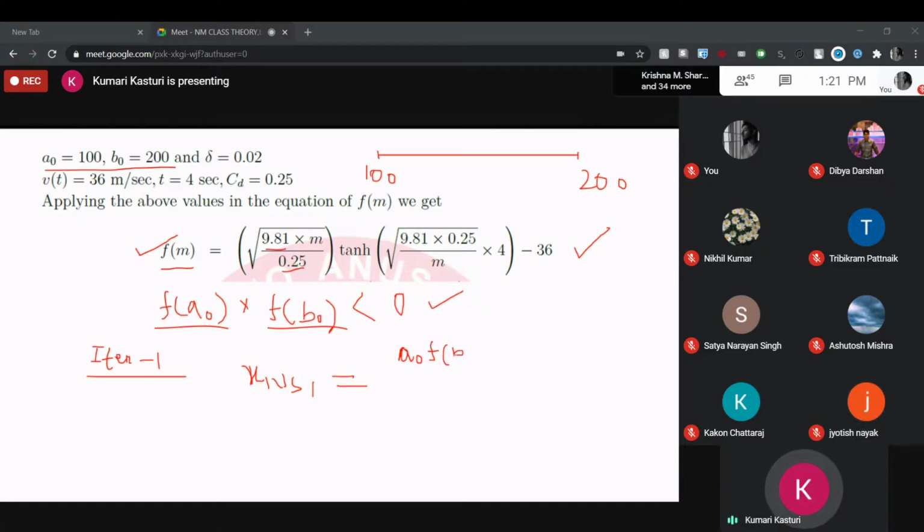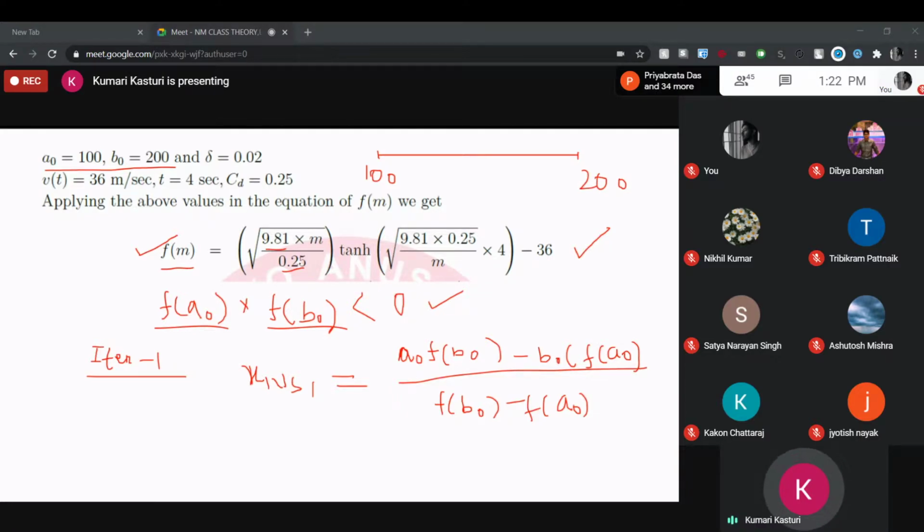Look at the algorithm; you have already written the steps and the formula for x n+1, that is a0 f of b0 minus b0 f of a0, divided by f of b0 minus f of a0, right? See the algorithm in your copy. I have already told you to write down the algorithm. You can refer to that one.